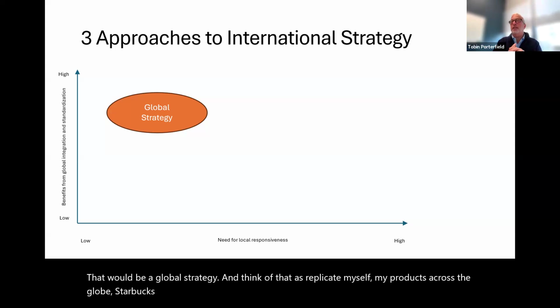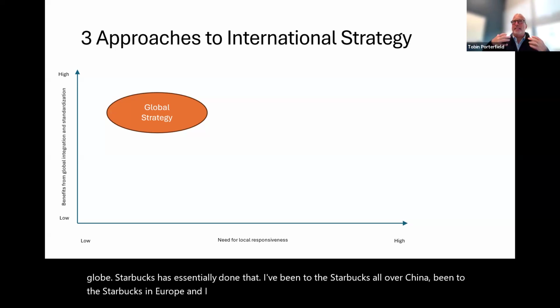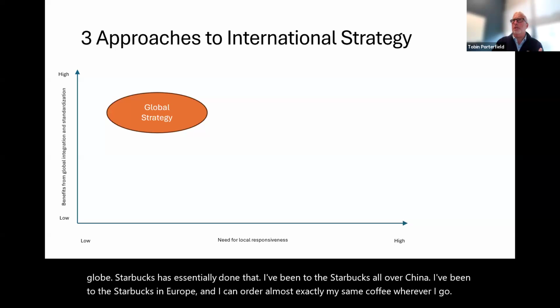Starbucks has essentially done that. I've been to the Starbucks all over China. I've been to the Starbucks in Europe, and I can order almost exactly my same coffee wherever I go. And it still costs $6 a cup.